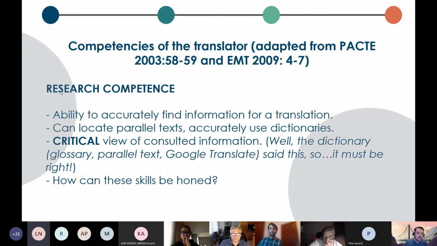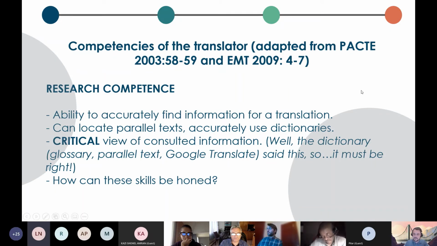So we also have to be good at research when we're translators. So finding our information for a translation, being able to locate those parallel texts, use dictionaries accurately, and also being able to critically view consulted information. So let's say, the translator said, well, the dictionary, glossary, parallel text, Google Translate said this, so it must be right. Of course, as translators, we should be able to look at that and decide, okay, this is what the dictionary said, but it's not necessarily the appropriate term to use in this context. So that is another competence that we can use.